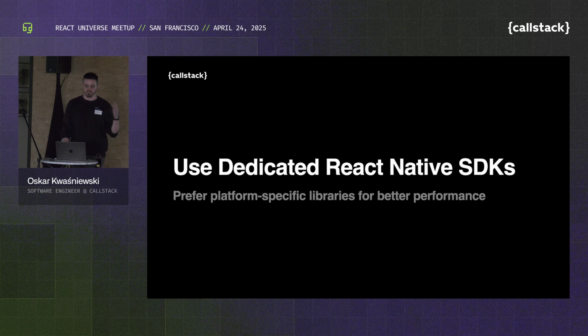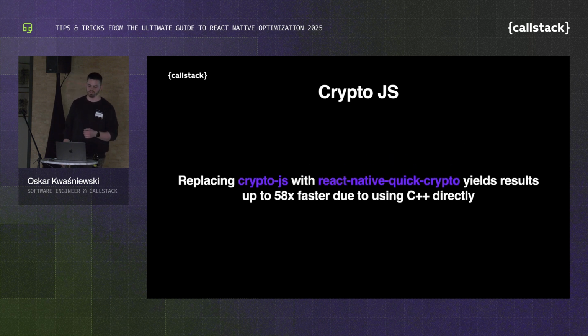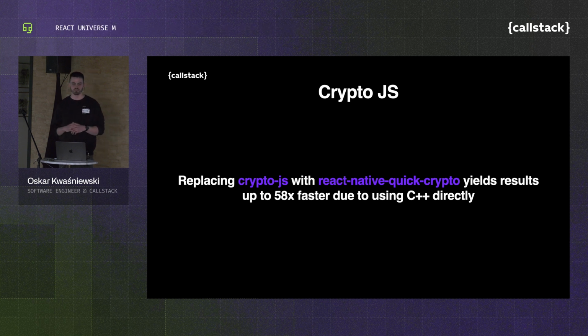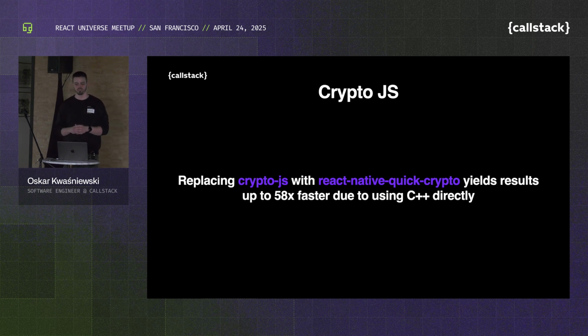Next, let's talk about using dedicated React Native SDKs over the JavaScript counterparts to gain better performance. So cryptographic libraries are essential for securing data, user authentication, and more. One of the most popular ones is Crypto.js, which is a JavaScript implementation of these cryptographic utilities. And replacing Crypto.js with React Native Quick Crypto yields results of up to 58 times faster due to using C++ directly.